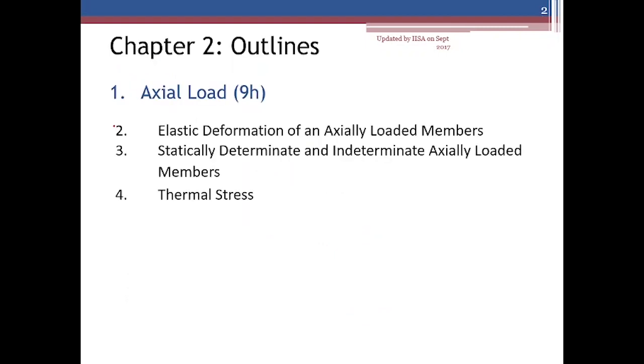So, that's all the theory on chapter 2.2 under statically determinate and statically indeterminate axially loaded members. Later on, we will look at part 3 of this chapter 2 video series where we will cover thermal stress. And with that, thank you. Have a good day.